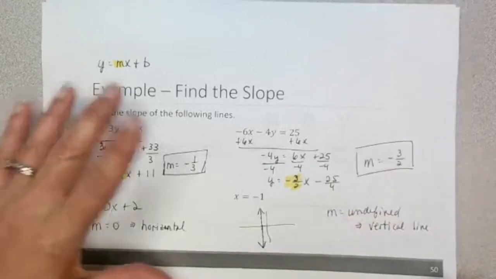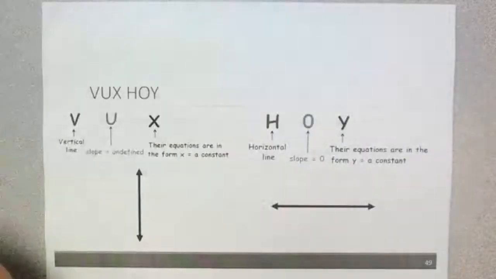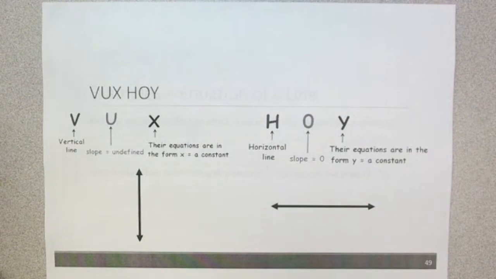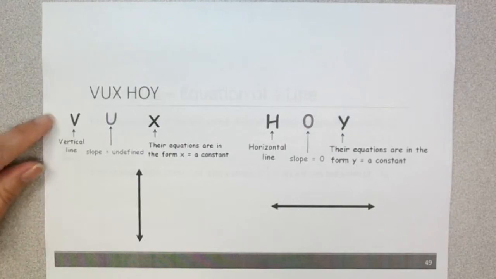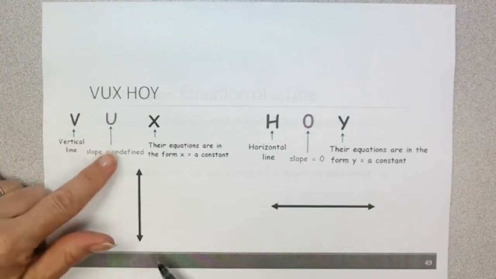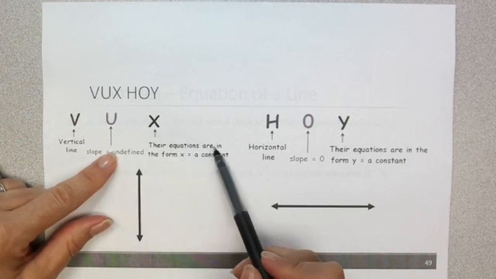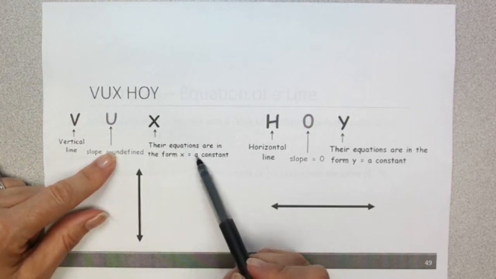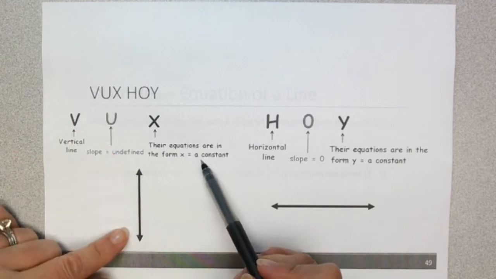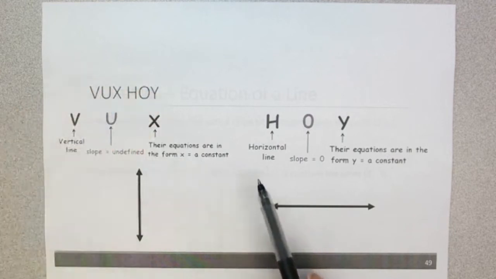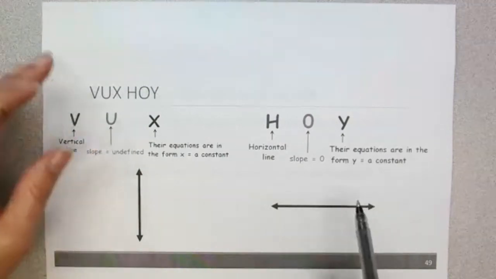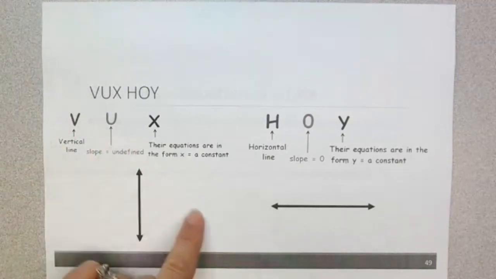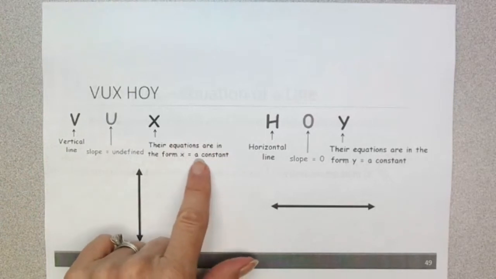Okay, sometimes, even though the concept might not seem that complicated, it's easy to get these mixed up. So there's an acronym. We have lots of acronyms in algebra, don't we? But there's an acronym here that helps us remember that vertical lines have an undefined slope, and the equation is in the form x equals some constant. Okay, so VUXHOY is an acronym that we can use to help remember these details. Vertical lines have undefined slope. The equation is in the form x equals a constant.